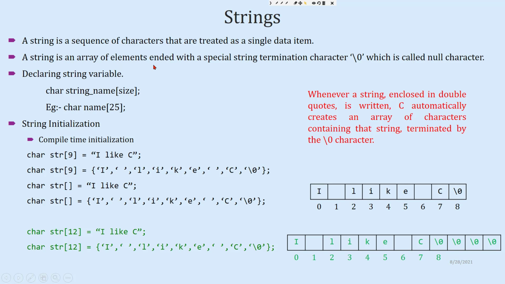A string is an array of elements ending with a special string termination character \0, which is called the null character. This is the important point. A string is nothing but an array of elements ending with a special string termination character, the null symbol. Array of elements means a character array of elements.